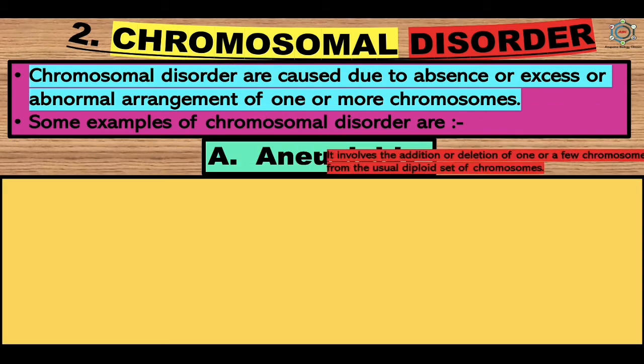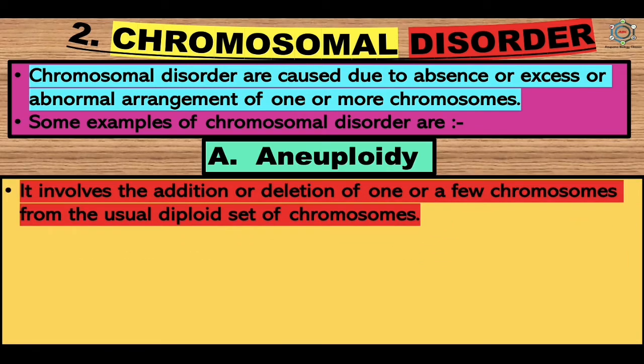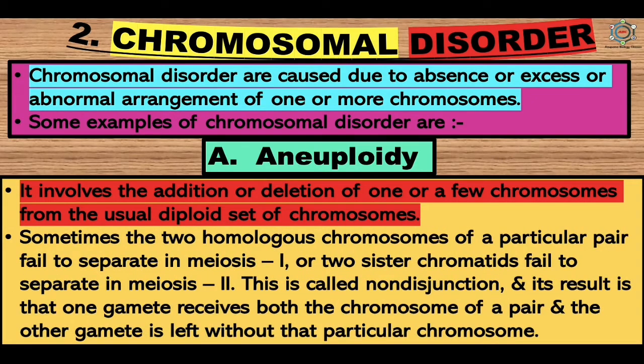So what is aneuploidy? It involves the addition or deletion of one or a few chromosomes from the usual diploid set of chromosomes. Sometimes the two homologous chromosomes of a particular pair fail to separate in meiosis first, or two sister chromatids fail to separate in meiosis second. This is called non-disjunction, and it results in one gamete receiving both the chromosomes of a pair and the other gamete being left without that particular chromosome.